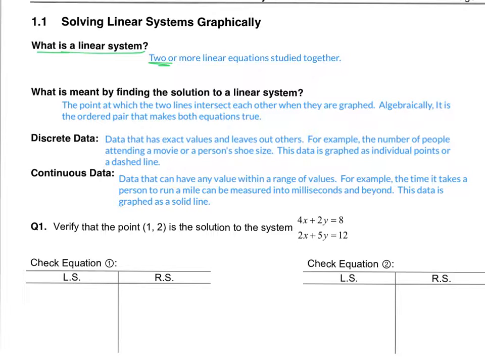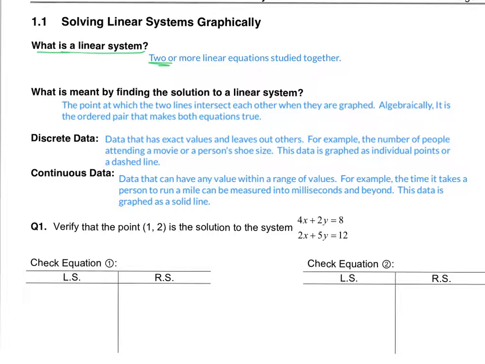Continuous data is data that can have any value within a range of values. For example, if we're tracking how long it takes people to run a mile, the person recording at the finish line could potentially go to the nearest second or the nearest 10th of a second or the nearest 100th of a second and so on. You could actually go into an infinite number of values. So those are continuous values, and that is graphed as a solid line. If we're not sure, we assume it is continuous.